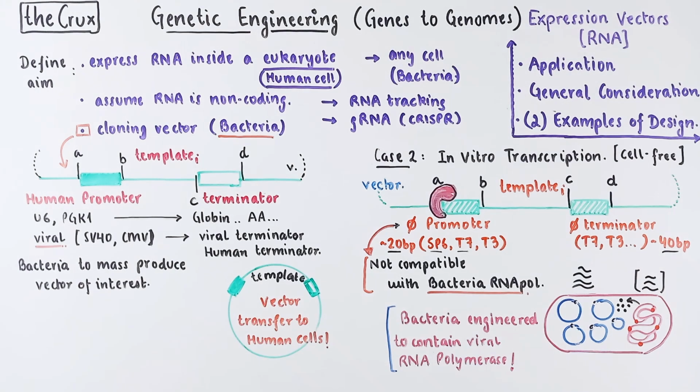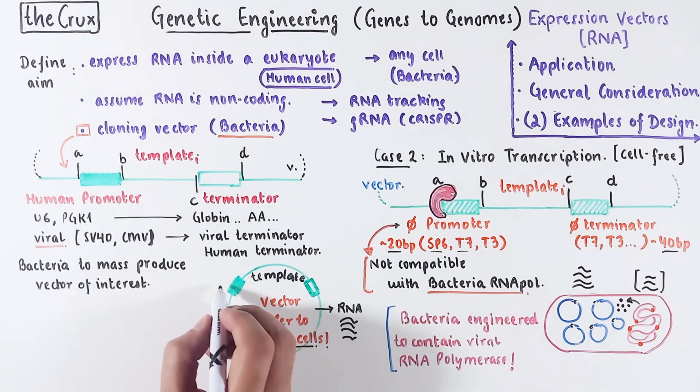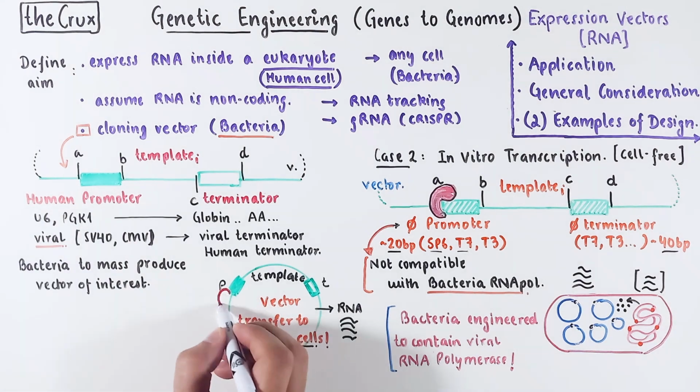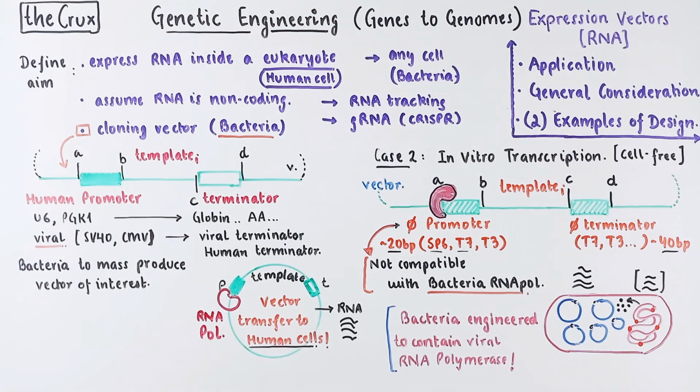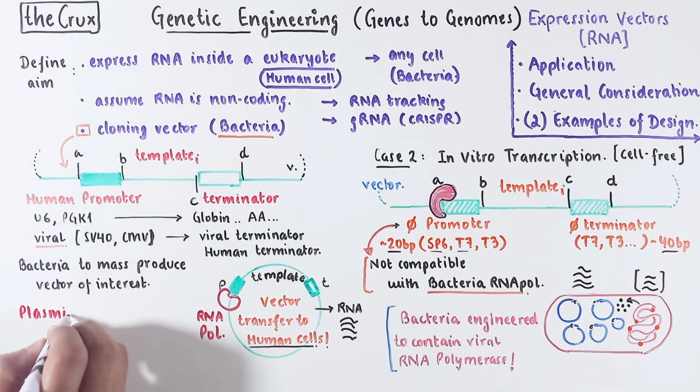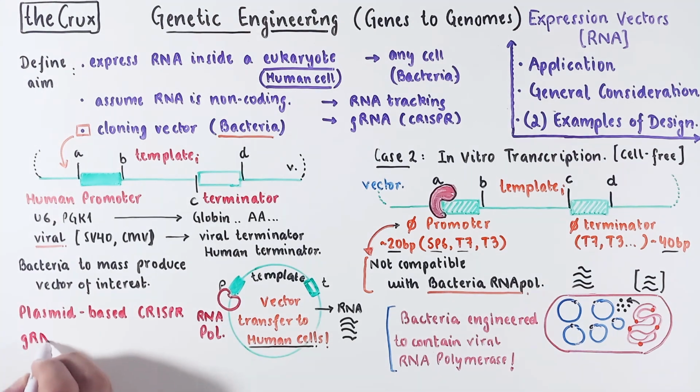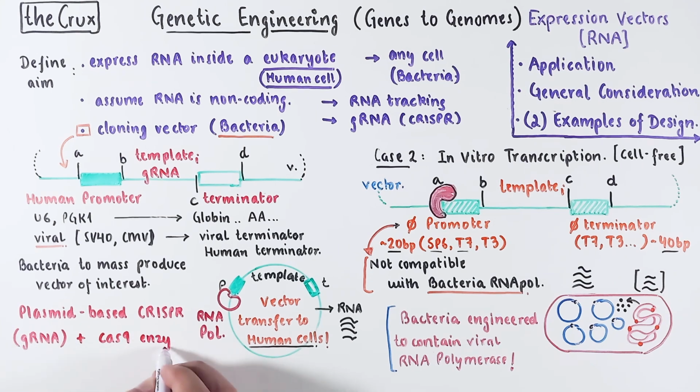Once you have the vector ready, you transfer it to human cells, and that makes RNA from the template, because the human RNA polymerase will recognize the human-specific promoter. In plasmid-based CRISPR, the template often gives you the guide RNA, which then forms a complex with the Cas9 enzyme. We discussed the RNA part of it. The other task involves producing a protein. We will see it in the next video on protein expression vectors.